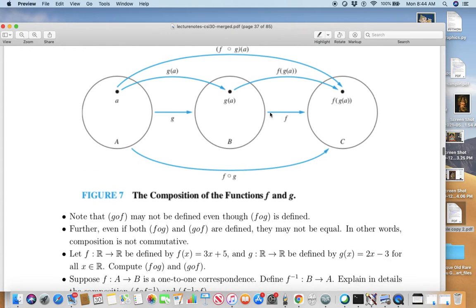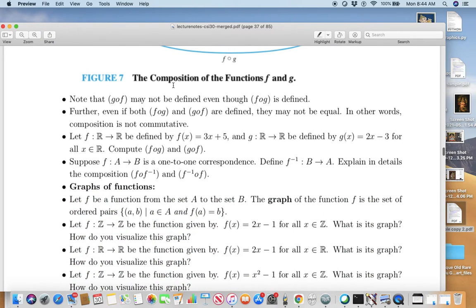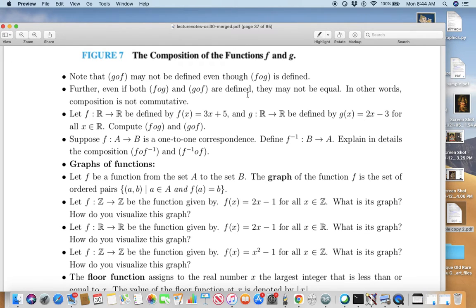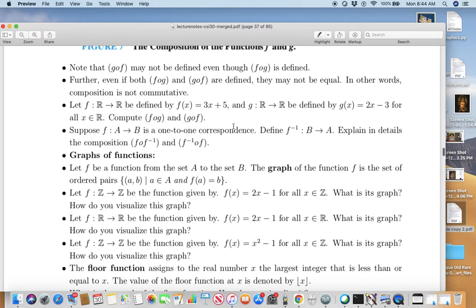Notice first g, then f, because g was the first function. So if g is the first function, first f then g will not be defined. You see? Just because f of g is defined does not mean g of f is defined. Even if both f of g and g of f are defined, they may not be equal. That is, composition is not commutative. Let's see an example, right?